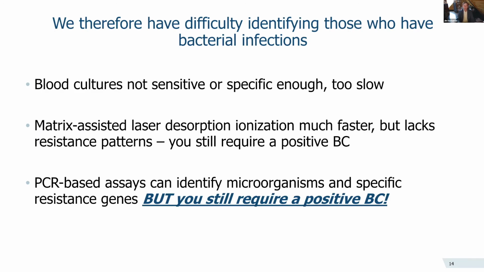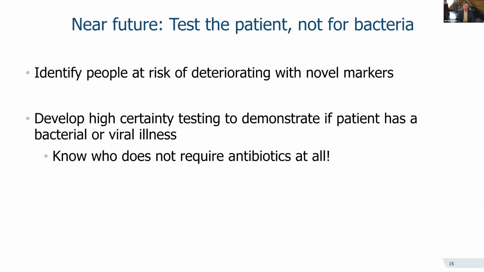So we're still in that place where we don't know how to identify those with potential bacterial infections who are going to get worse. We could talk about various ways of looking at the blood, but the problem is you require a positive blood culture for matrix-assisted laser desorption ionization or for PCR-based assays, and it takes at least 24 hours to have a positive blood culture, which is far too late for us in the emergency department. So what are we going to do? As was stated by Oliver, we can test the patient, not the bacteria. Identify people at risk of deteriorating with novel markers, developing a test to know if it's bacterial or viral right from the start. So therefore knowing who doesn't require antibiotics at all.